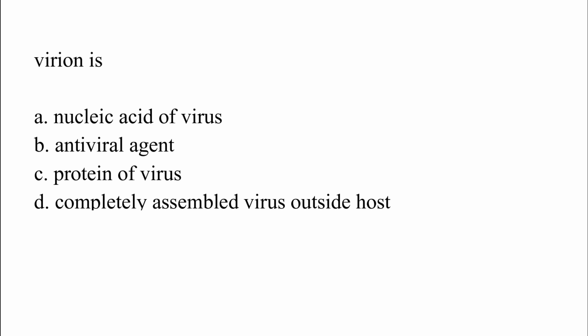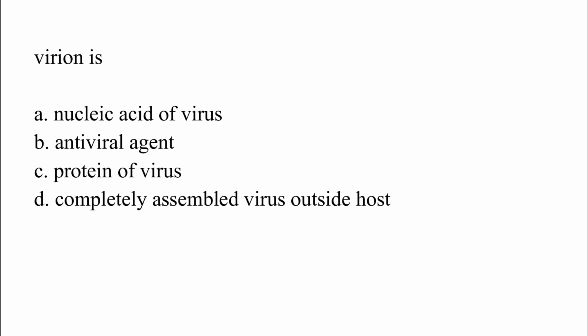Virion is: option A, nucleic acid of virus. Option B, antiviral agent. Option C, protein of virus. Option D, completely assembled virus outside host. The correct answer is option D, which is completely assembled virus outside host.